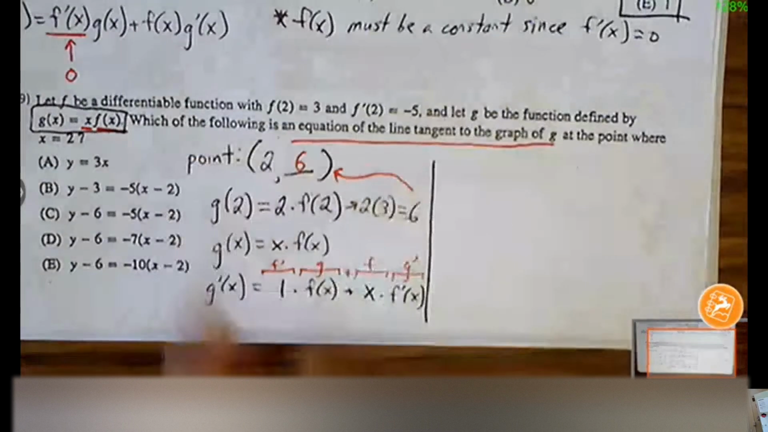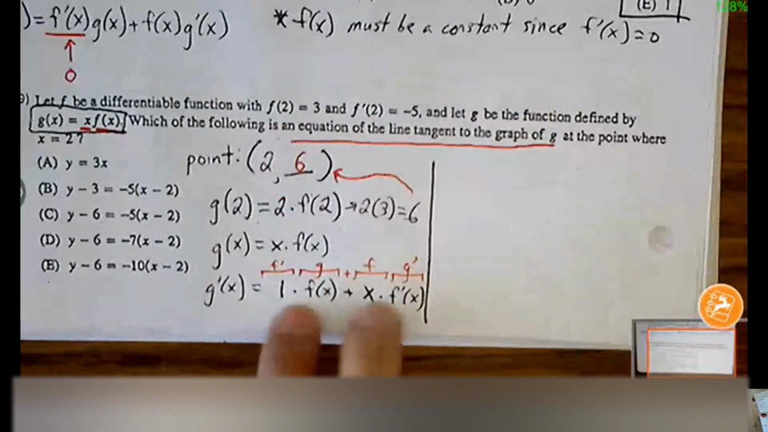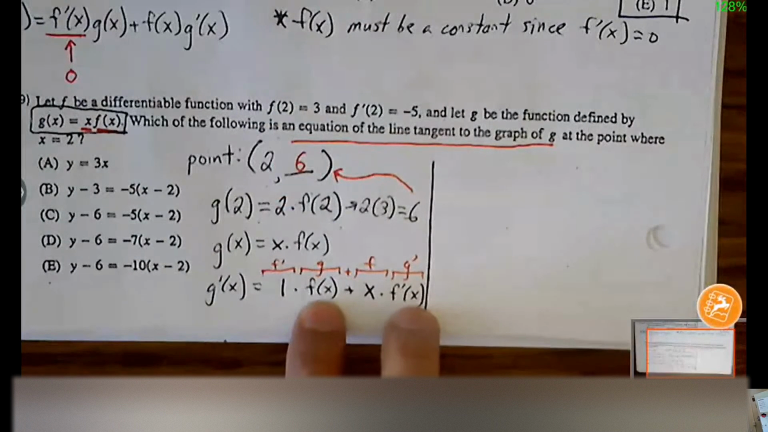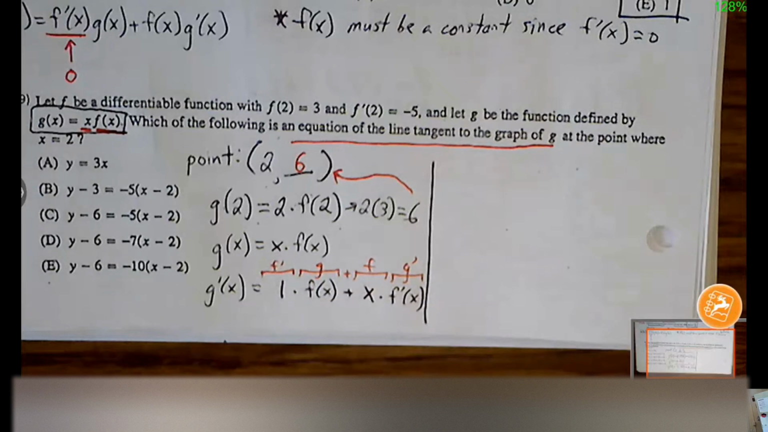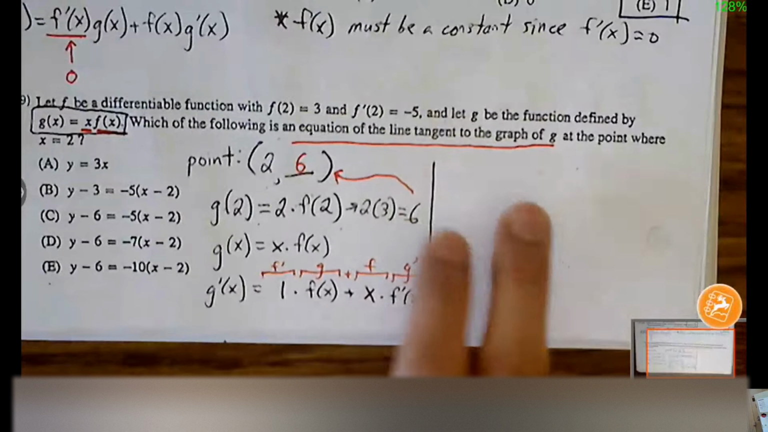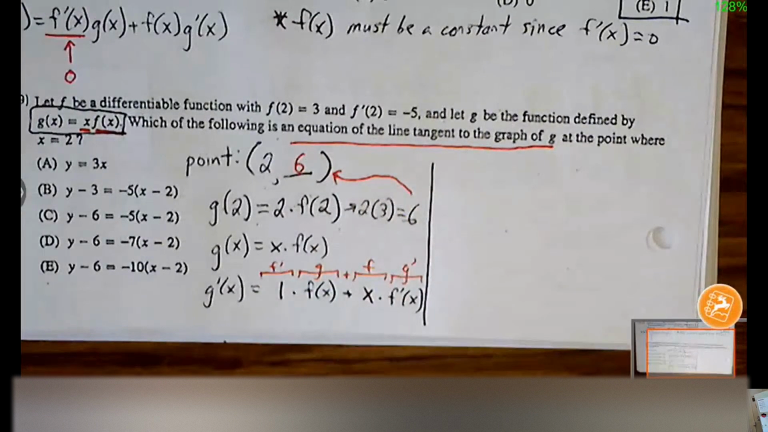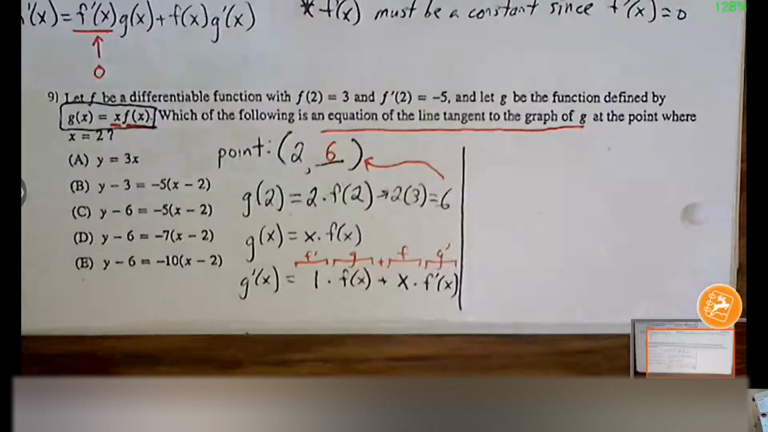Now that we have our derivative, we can replace all the x's with 2's. And once we do that, we should be able to get these notations down to a numeric value. Once we get it down to a numeric value, we have our slope. Once we have our slope and our ordered pair, we'll do point slope, and then we can find our answer choice.